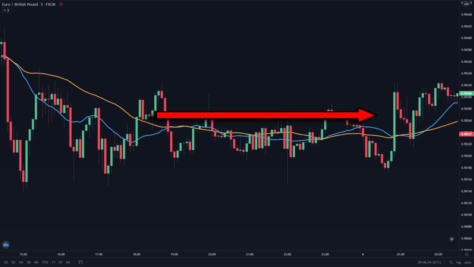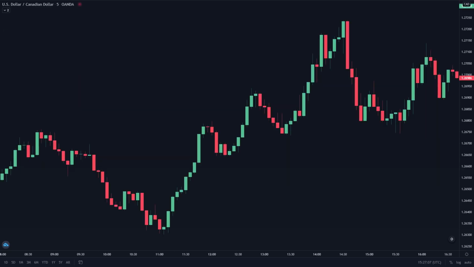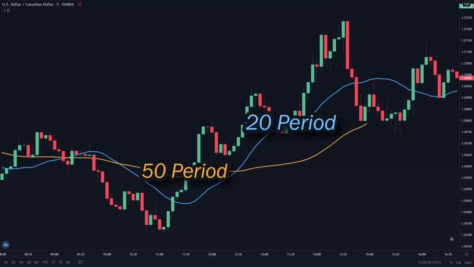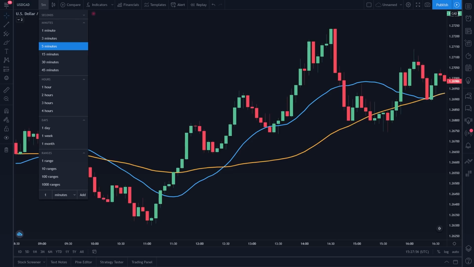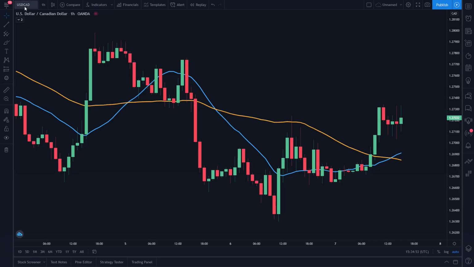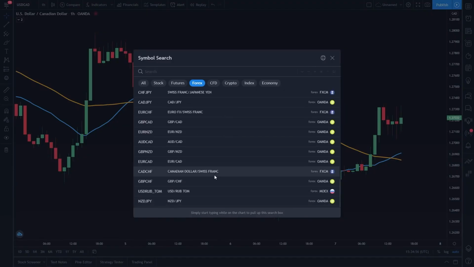So instead, this is how I would trade the moving average crossover. I'm only going to be using two moving averages, the 20 and the 50 period. The first step is that I would choose a high time frame. I recommend using the daily time frame for this strategy, but if you think that that's too high, then you can just use the 1 hour chart instead. Next, I would pick a pair.